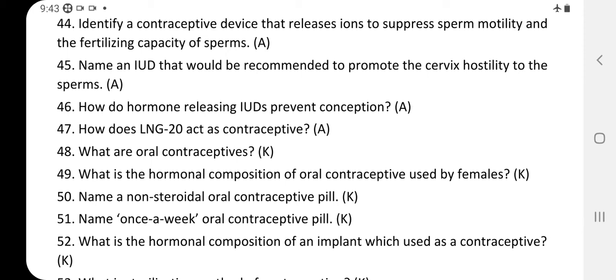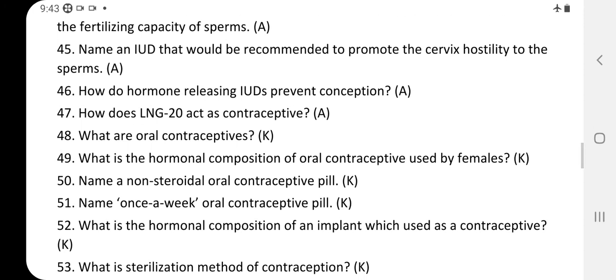47th, how does LNG-20 act as a contraceptive? As LNG-20 is the example for hormone releasing IUDs, the hormone releasing IUDs will make the uterus unsuitable for implantation. By making the uterus unsuitable for implantation, it avoids the conception, and there only it acts as a contraceptive.